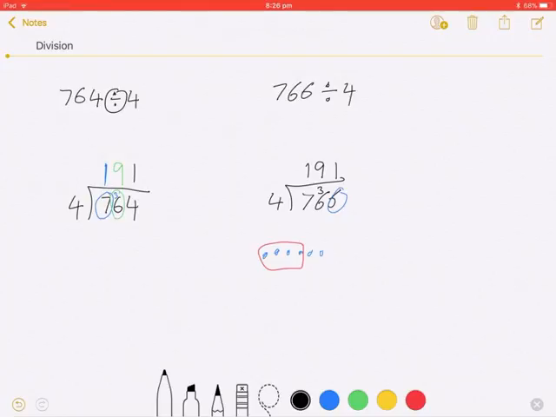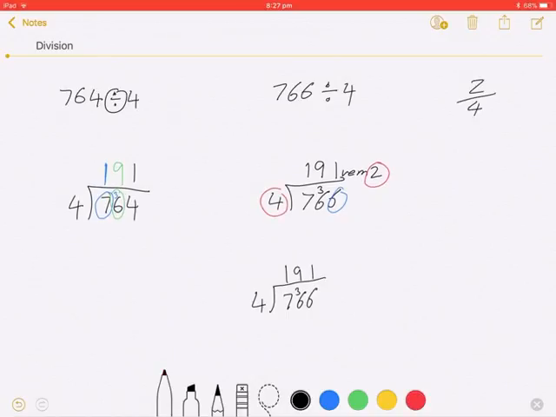Now, depending on what grade you're in, will determine how you write this answer. So your leftover 2 that was left here can be written as remainder 2. If you're a little bit older or a little more adventurous, you may decide that you want to do it this way. Instead of writing remainder 2, it's actually 2 parts out of 4, isn't it? So 2 parts out of 4 is written as 2 quarters. So you could write 191 and 2 quarters.